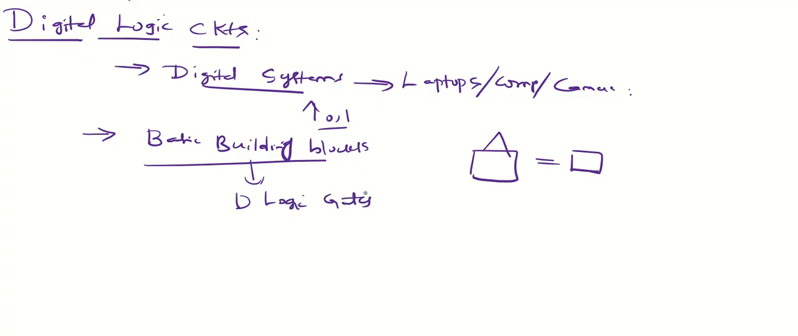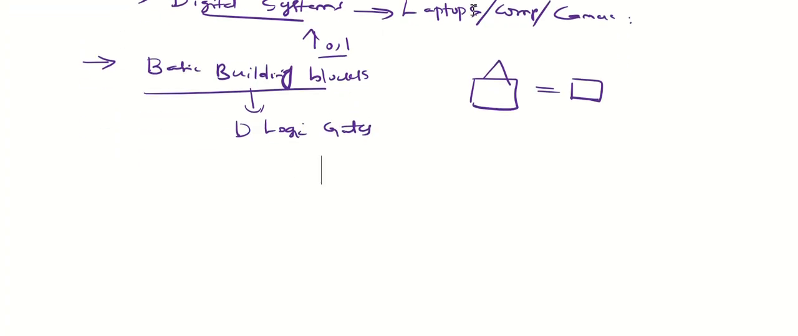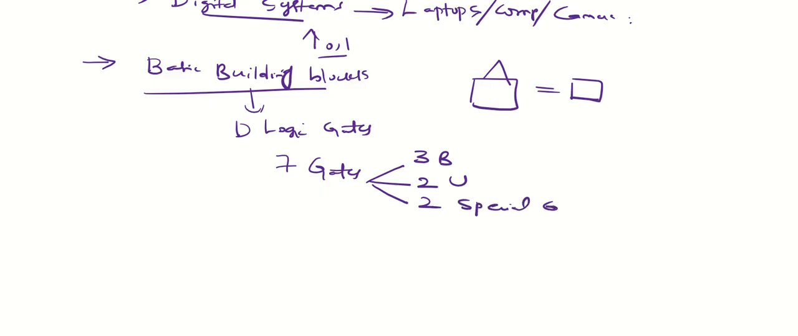We have 7 types of logic gates available. Which are the 7 gates? Out of 7 gates, 3 are basic gates, 2 are universal gates, and 2 are special gates. So why are 3 basic gates, why are 2 universal gates, and why are 2 special gates? I will explain everything in a clear manner, so just follow my video.